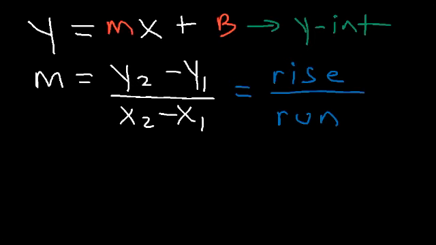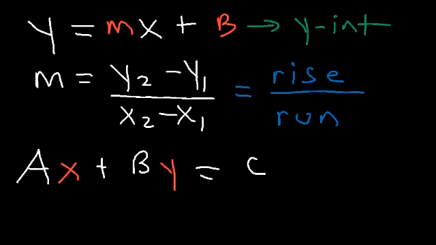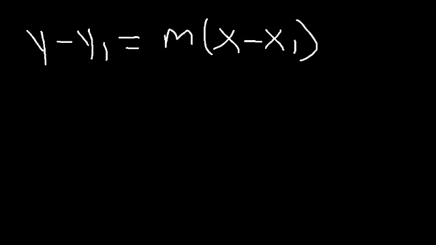The next equation that you need to be familiar with is the standard form equation. In standard form, you have this equation: ax plus by is equal to c. So for the standard equation, x and y are on the same side. For the slope-intercept equation, y is by itself on one side. The next equation that you need to be familiar with is the point-slope form: y minus y1 is equal to m times x minus x1.